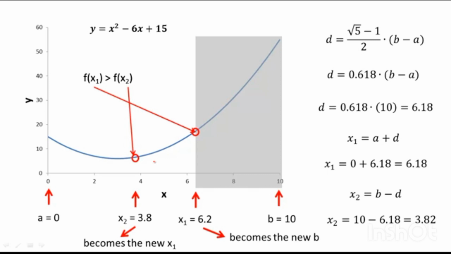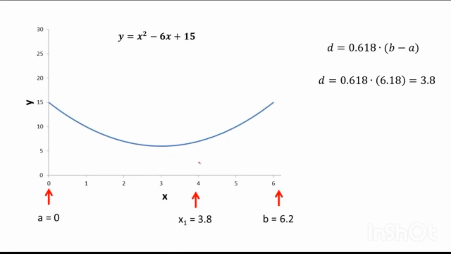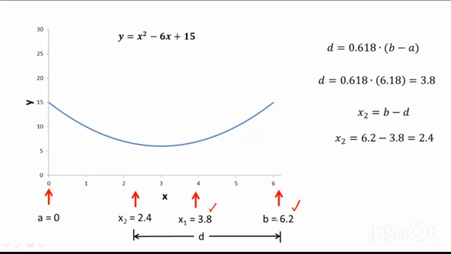So now we're going to zoom in on this region, 0 to 6.2, and here we have drawn that. Again, we don't need to recalculate x1 or b, because x1 is the previous x2 and b is the old x1. Next, calculate the new x2, which is b minus d. So here we have 6.2 minus 3.8. We now have a new d because we have a new interval, and x2 is equal to 2.4.